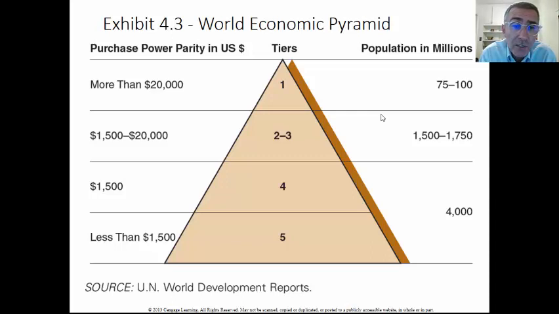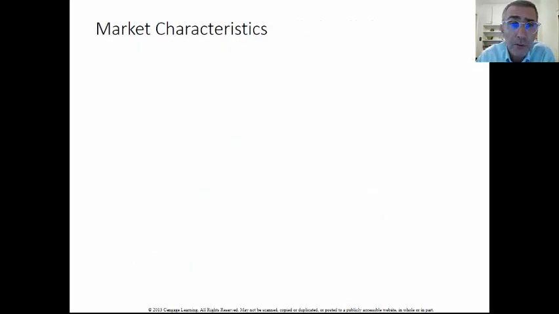Tier 4 and 5, basically we're talking about anywhere between $1,500 per year at PPP purchasing power to zero, really, to less than 1,500, and we're looking at 4 billion people. That's right. 4 out of 7 billion people on the planet are at less than $1,500 a year. So most people definitely live in abject poverty.